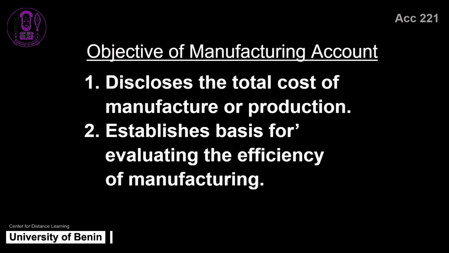From this, you can summarize the objective of a manufacturing account as: 1. Discloses the total cost of manufacture or production. 2. Establishes a basis for evaluating the efficiency of manufacturing.